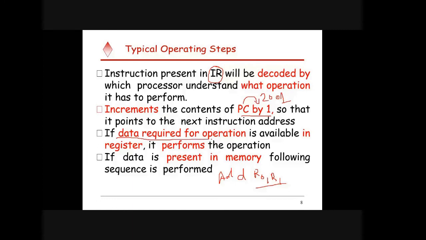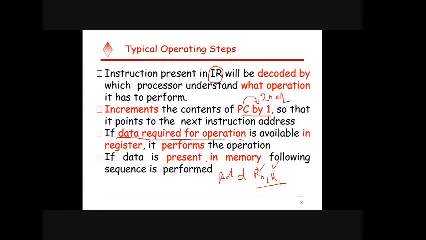What is the data required for the operation? That is the operands of the instruction, R0 and R1. If both are present inside the processor itself, then there is no need of fetching any data from the memory. Immediately the processor can do the operation.